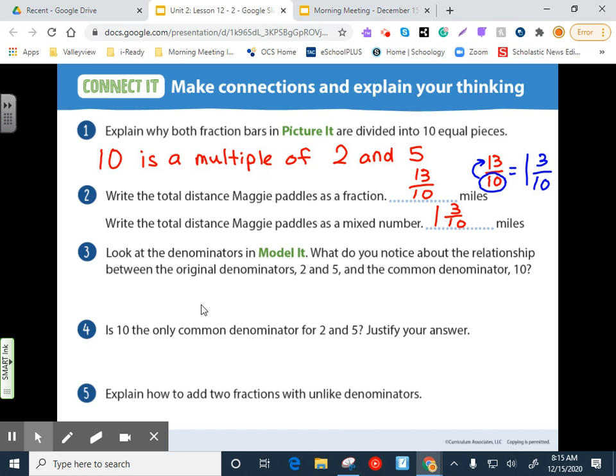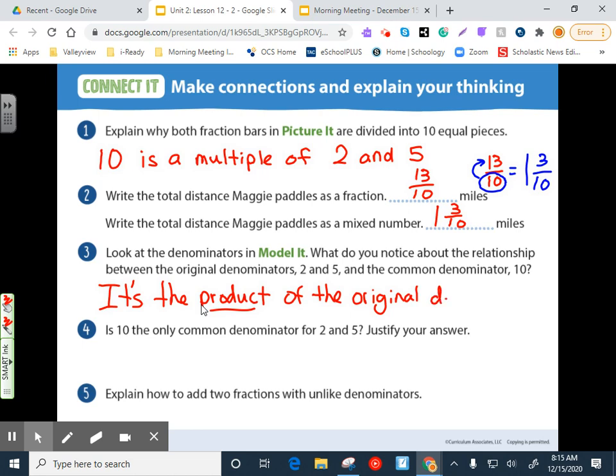Look at the denominators and model it. What do you notice about the relationship between the original denominators, 2 and 5, and the common denominator, 10? Well, we kind of already noticed that. But let's put it in more mathematical terms. It's the product, again, the answer of a multiplication problem. It's the product of the original denominators.